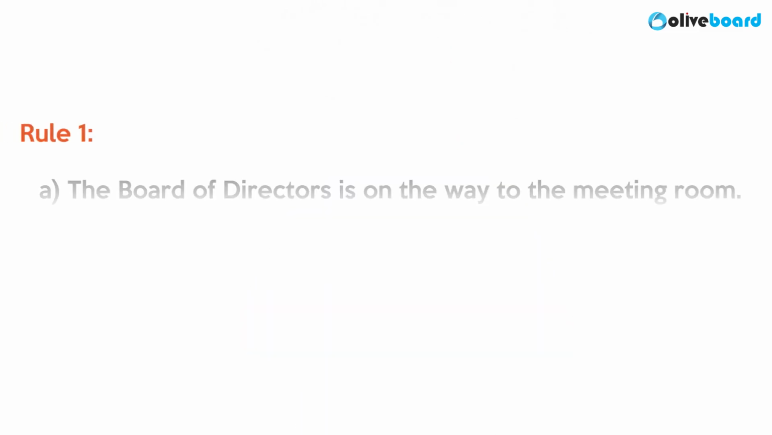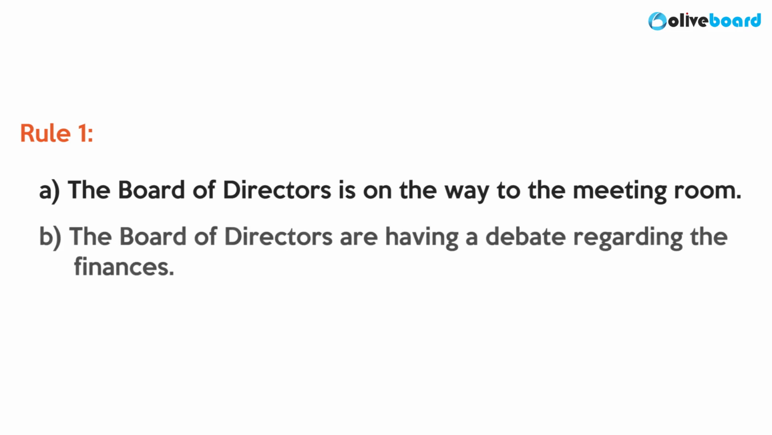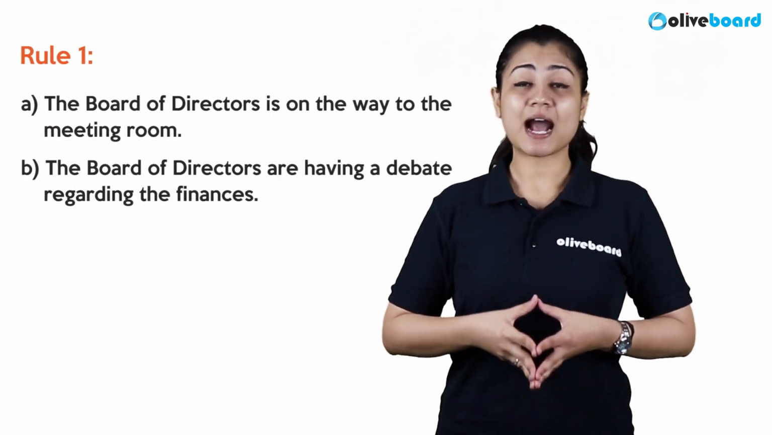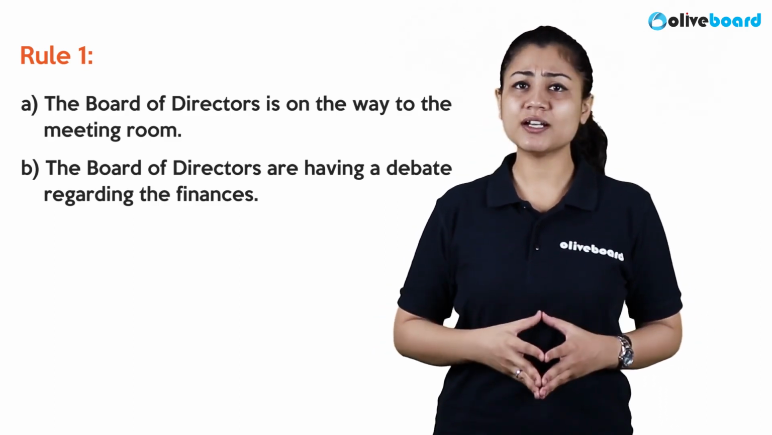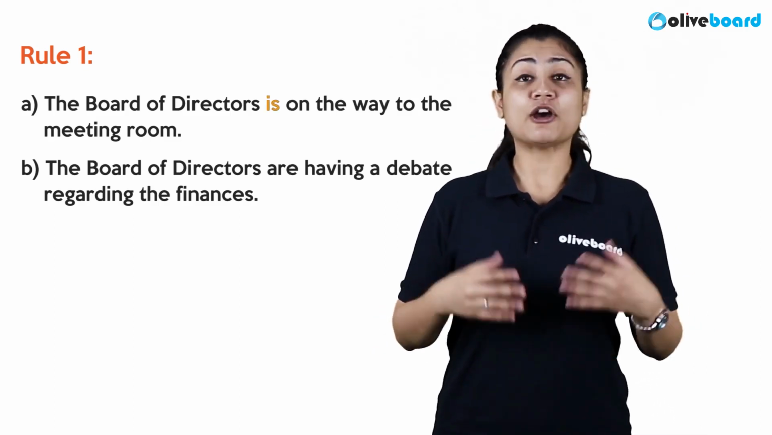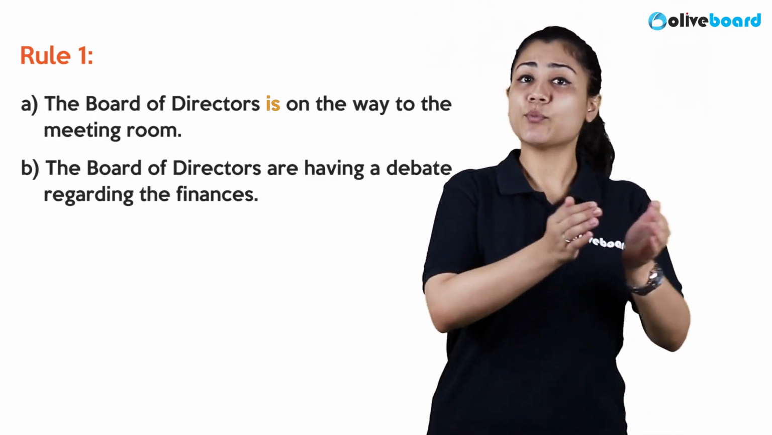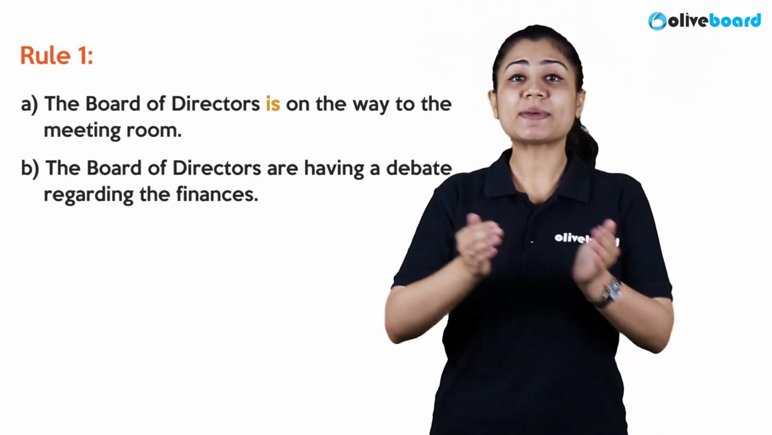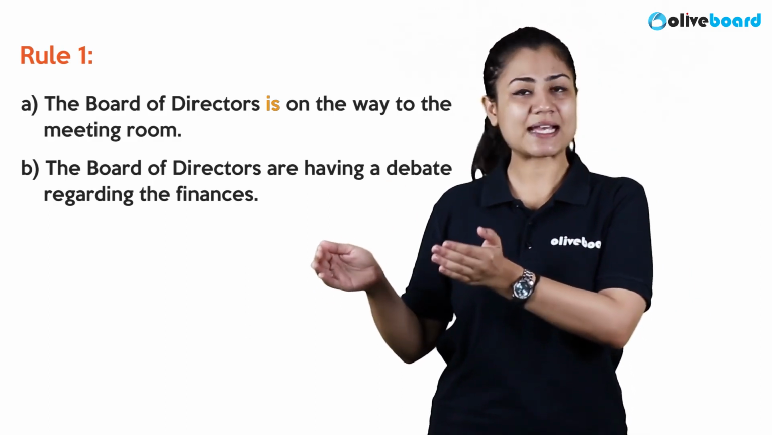The first sentence here says, the board of directors is on the way to the meeting room. The second sentence here says, the board of directors are having a debate regarding the finances. In the first sentence, आप देख सकते हैं कि board of directors को हमने singular treat किया है. कैसे पता चला? We have used is with it. Now obviously we are referring to the board of directors as a singular entity कि ये board of directors का जो group है ये सब के सब meeting room में जा रहे हैं. तो इसलिए यहाँ पे we can refer to that group as singular.